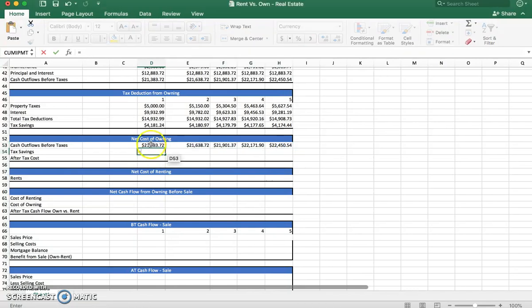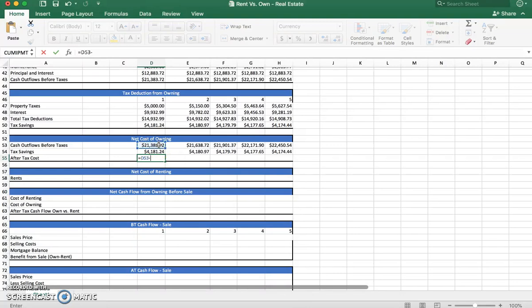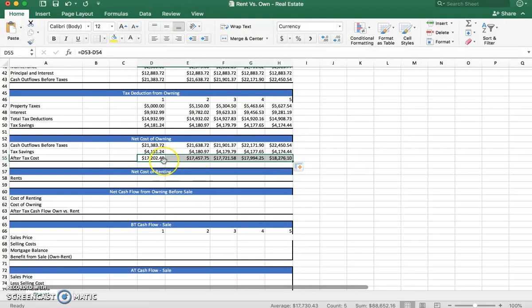The tax savings we're going to take from right here actually, pull that all the way across. Okay, and then the after-tax cost is just going to be the difference between these two. Alright, so we'll do this number minus this number, 17,202. It's going to change every time. That's perfect. Alright, so net cost of renting, we've created this number before as well. We're just going to pull it down.